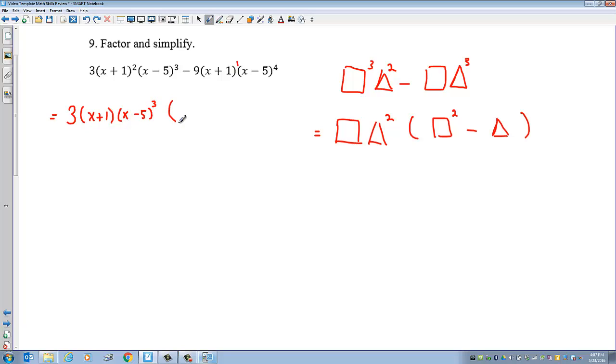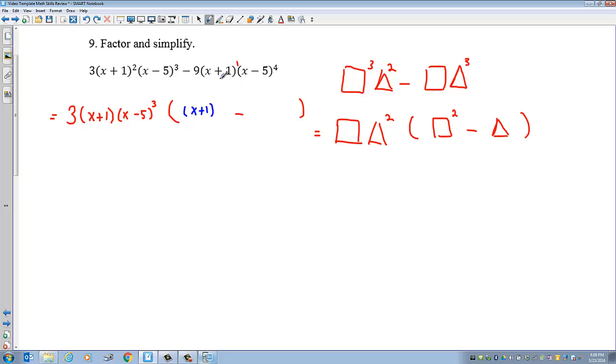And then you play this game, something minus something. So let's figure out the something. What goes here times this is that? Well, you have the 3. You have x plus 1, but you want x plus 1 squared. So you definitely need an extra x plus 1 here. So x plus 1 times x plus 1 is x plus 1 squared. And x minus 5 cubed, x minus 5 cubed, so that's all you need.